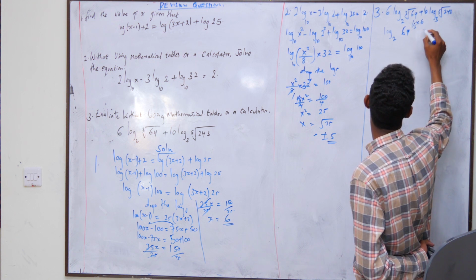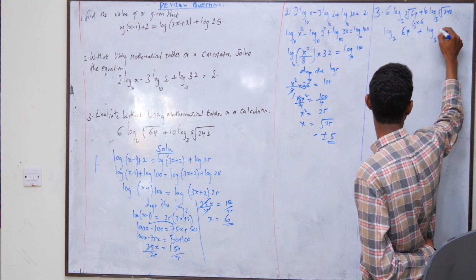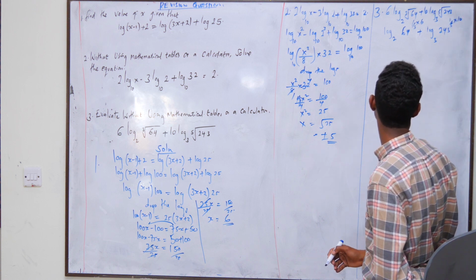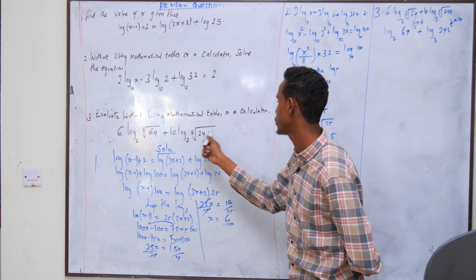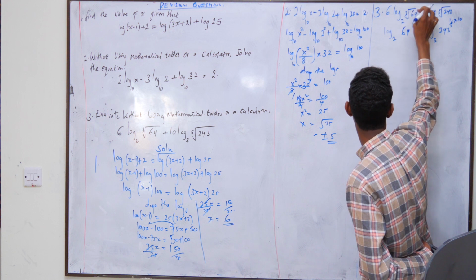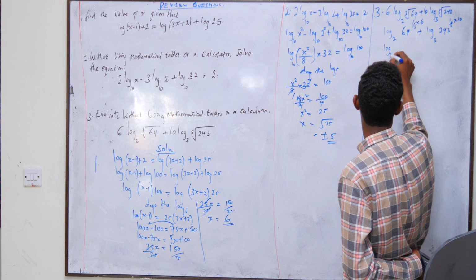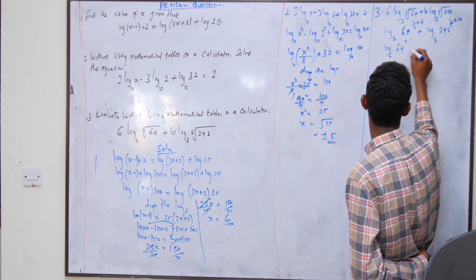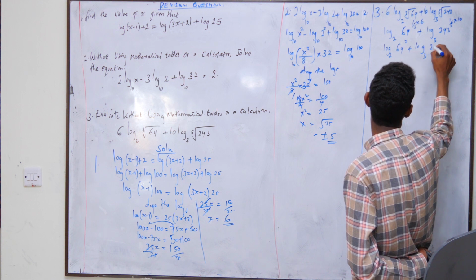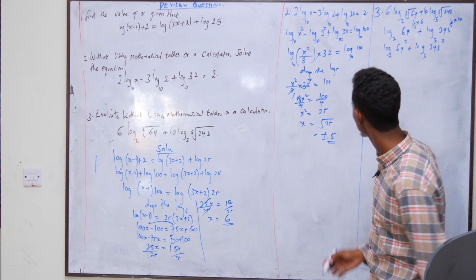Very good. Plus log₃ of 243 to the power 1 over 5, times 10. Cube root basically means power a third. Now it becomes log₂ 64² plus log₃ 243². Now let's finish up everything here.